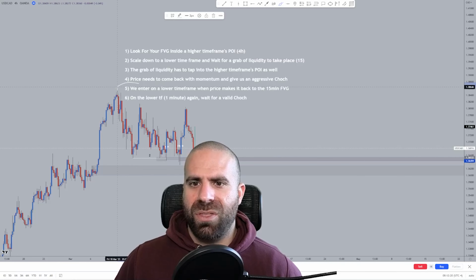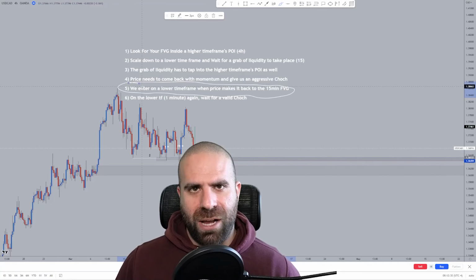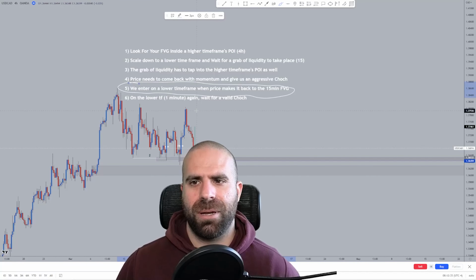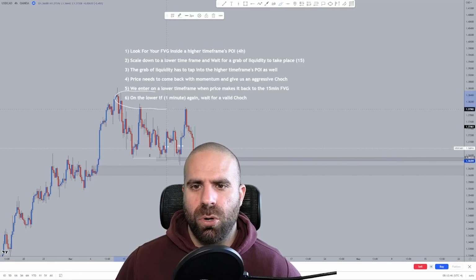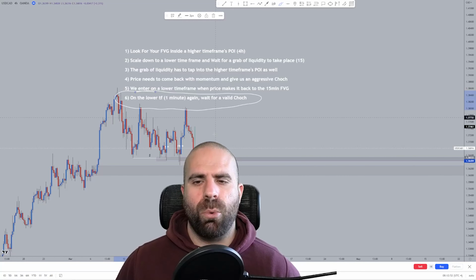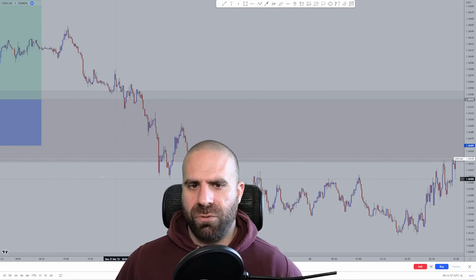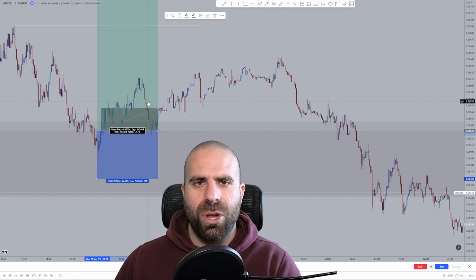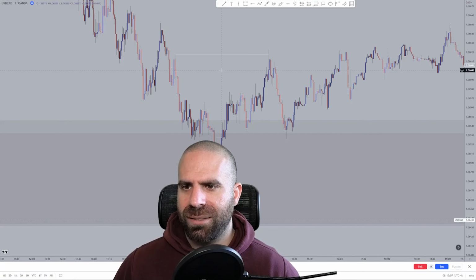So we do that, and then when price makes it back into this 15-minute time frame point of interest now, which is the 15-minute time frame fair value gap, then we enter on a lower time frame, in our occasion on the 1-minute time frame, but we don't need to worry regarding when we are gonna enter because the 6th rule has us covered, which is on the lower time frame, the 1 minute, we are waiting for a valid change of character. So the same thing from one time frame to the other, we are going and following the same procedure. Here we saw a valid change of character taking place.